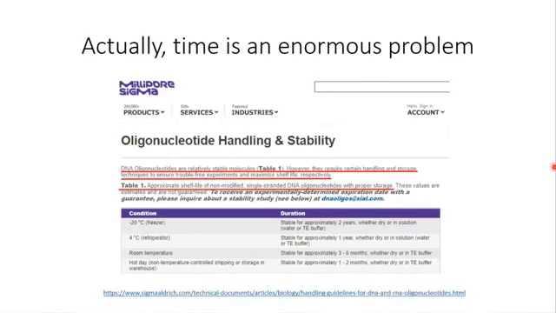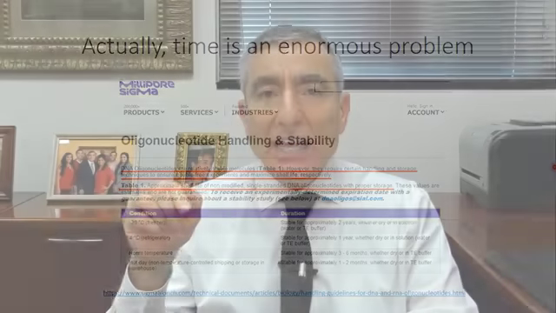Let's see why. This is right off the Millipore Sigma website. This is a website where you buy DNA and you buy RNA. You buy it. They make it for you, or they isolate it from natural sources, or you can buy it. Let's see what they say. How do you store this stuff?